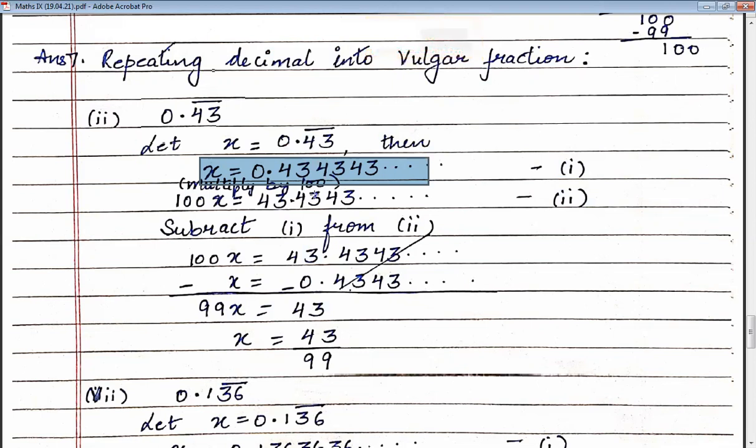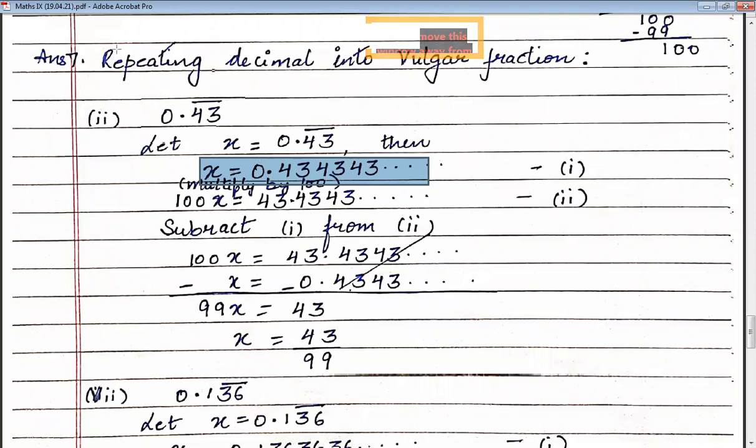Suppose if you have only one repeating digit, then you will multiply with 10. But right now, as we are having a bar on 43, two digits, it means you will multiply by 100. Is it clear, students? So now it is 100x is equal to 43.43 and 43.